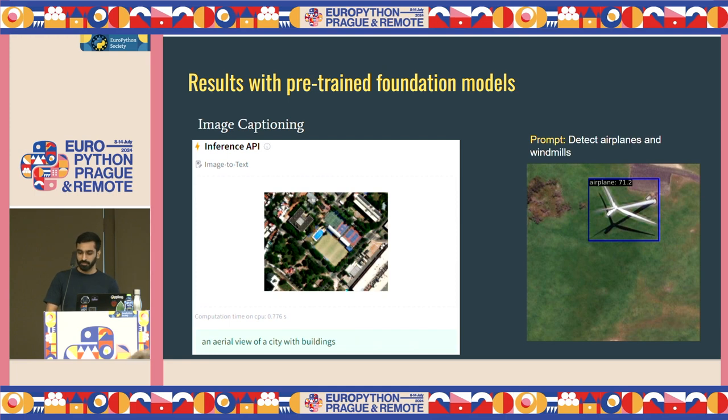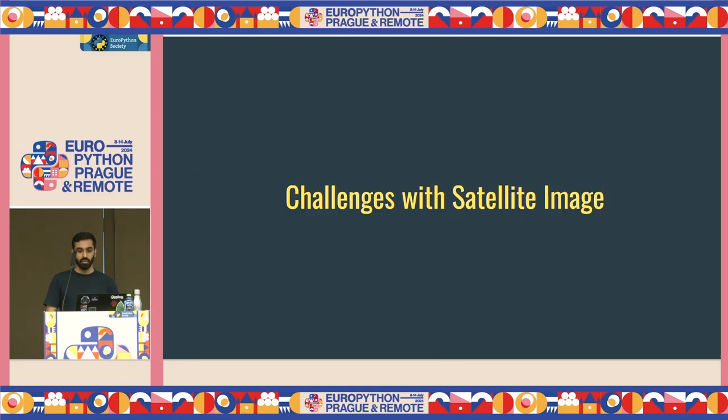Similarly, here you can see we ask a model to detect airplanes and windmills. It has detected this windmill as an airplane, as its propeller is looking like the propeller of an airplane. So we need to fine-tune these models. Before moving ahead, let's see what challenges we face with satellite data.